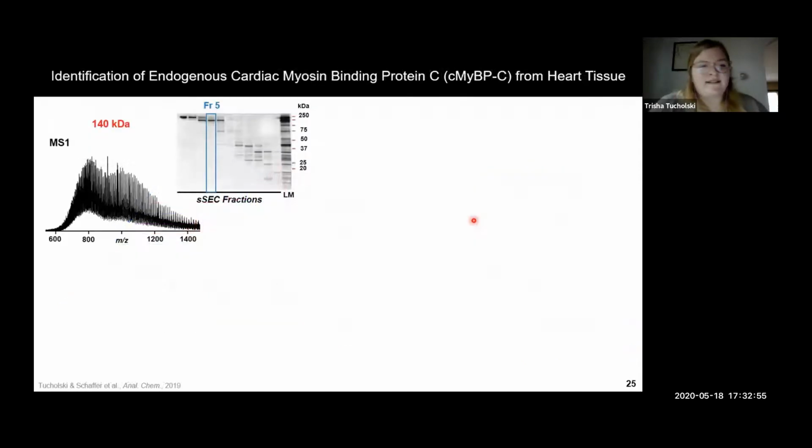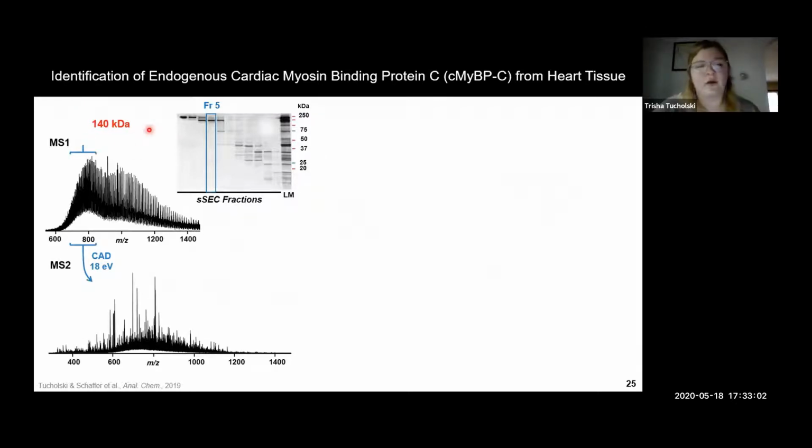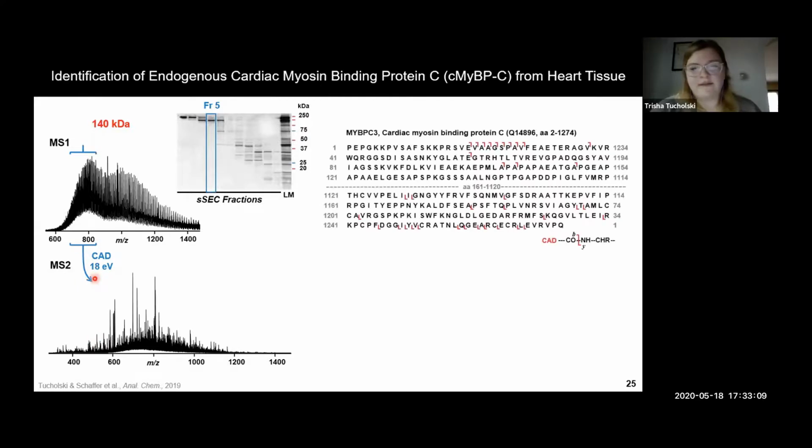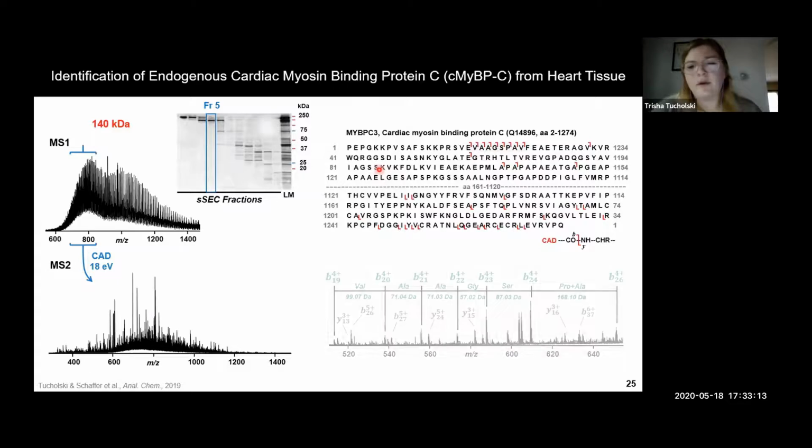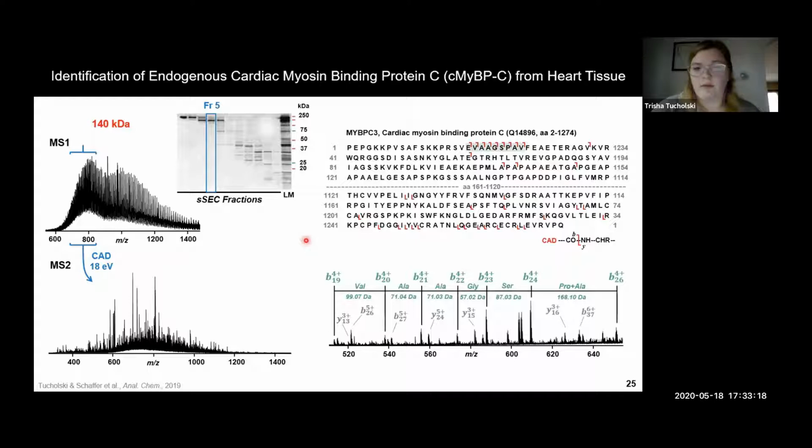So just showing you one example, and this looks like a lot of noise, but I'll tell you that it's a 140 kilodalton protein, and we were interested in identifying it. So we did tandem mass spectrometry, or MS2, and we got this really complex MS2 spectrum, but we were able to piece it back together using some software tools. And we were able to identify it as cardiac myosin binding protein C, which is one of the important proteins that I mentioned earlier in the interactome. So we were now able to use this technology to enable us to detect these larger proteoforms in the heart.